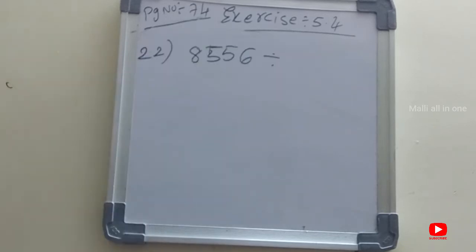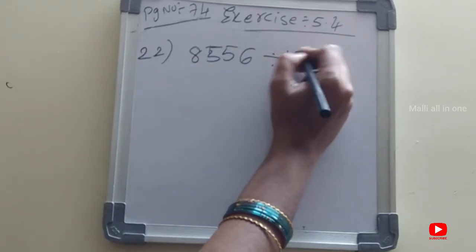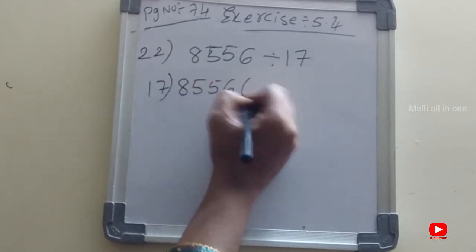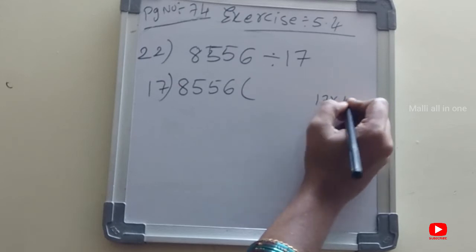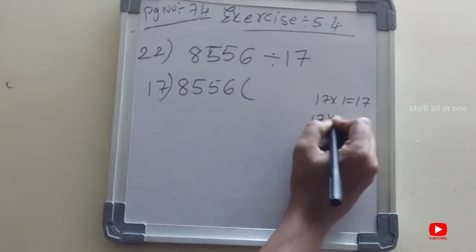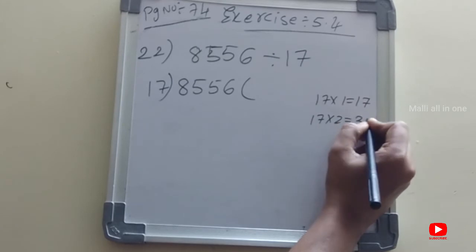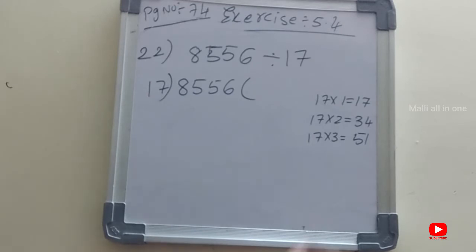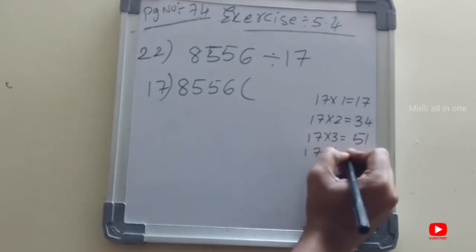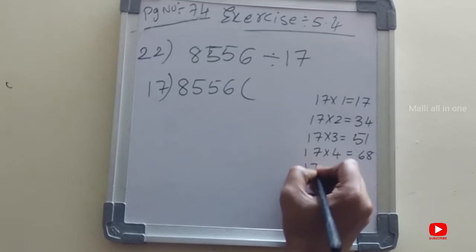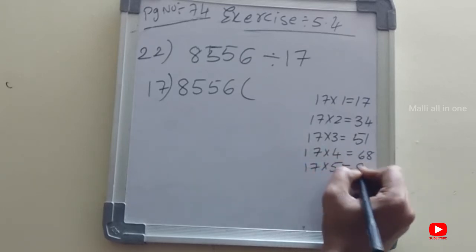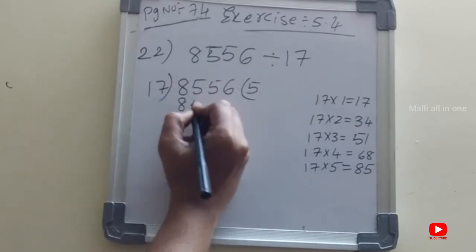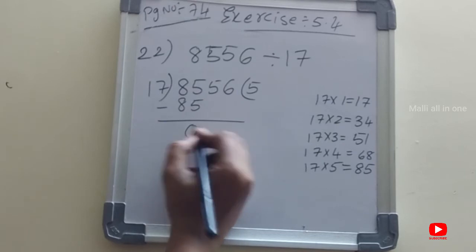Now 22. 8556 divided by 17. Now the 17 table. See, first you have to write here: 17 ones are 17, 17 twos are 34, 17 threes are 51. You have to write the table up to where 85 comes. 17 fours are 68, 17 fives are 85. 85 came now, so 17 fives are 85. 85 minus 85 is 0.